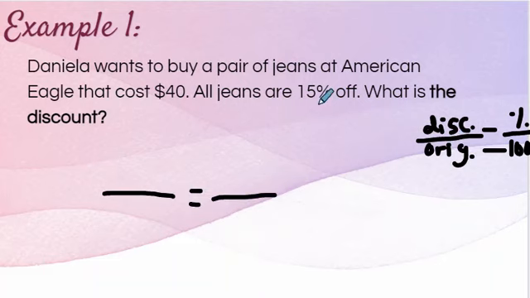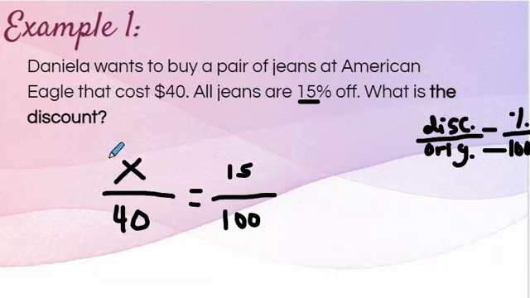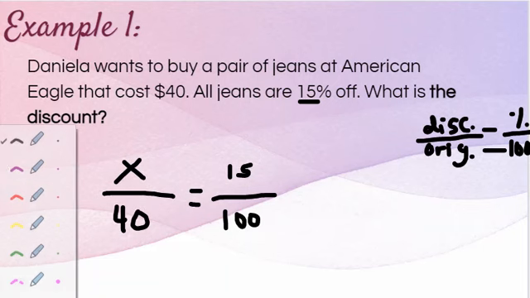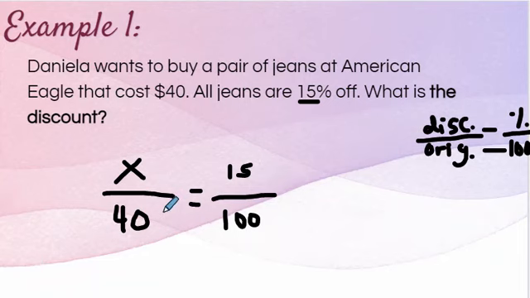All right, easiest thing to identify, the percent. They're 15% off over 100. Next thing, American Eagle, the jeans cost $40. That's the original cost. That's why it's going on the bottom. It's the whole. We want to know what's the discount, what's the X, on top. Okay, now we cross multiply. Go ahead and cross multiply on your own. You can pause the video.